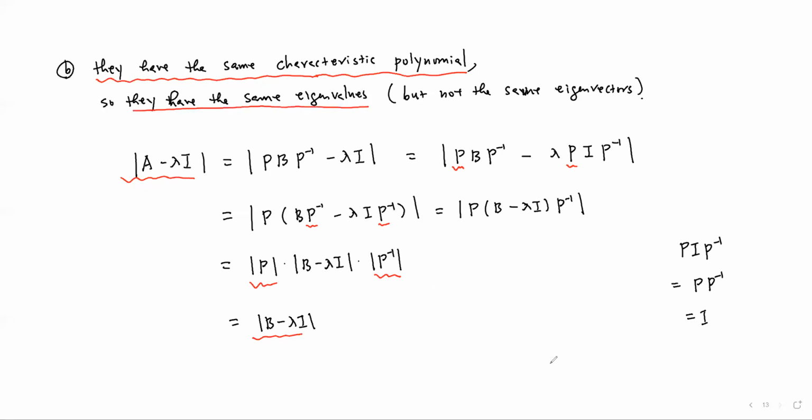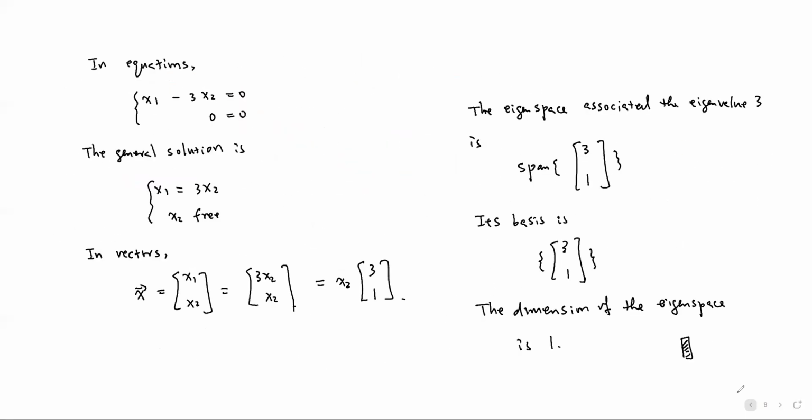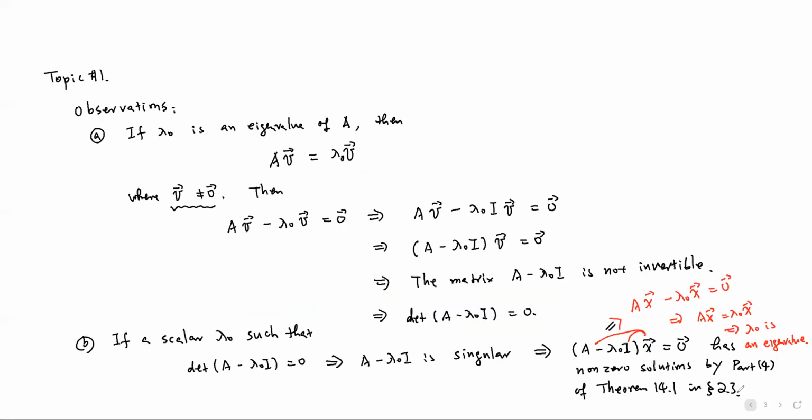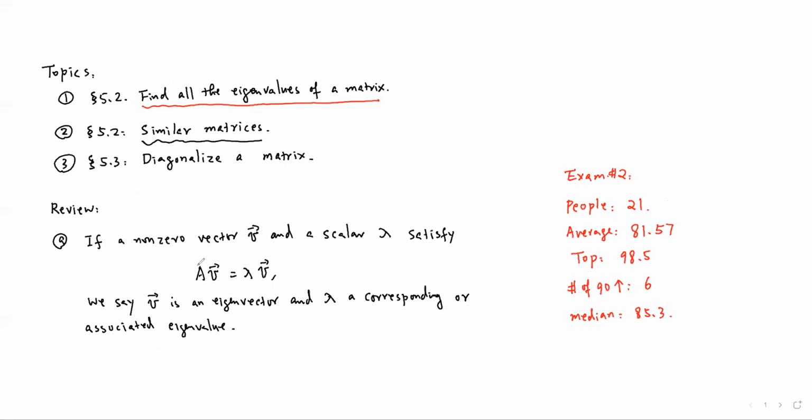Yeah. This is topic 2. Now topic 3. This is section 3. Diagonalize a matrix. What it means. Definition.